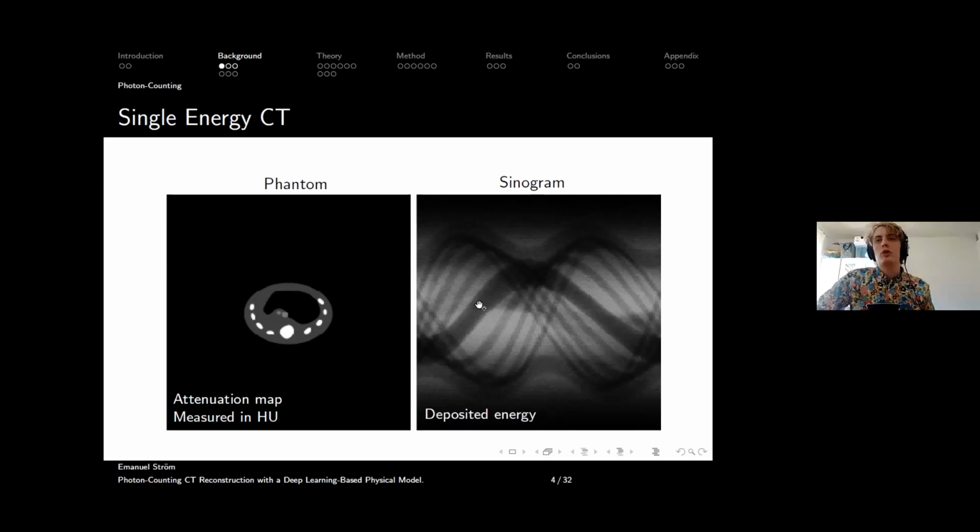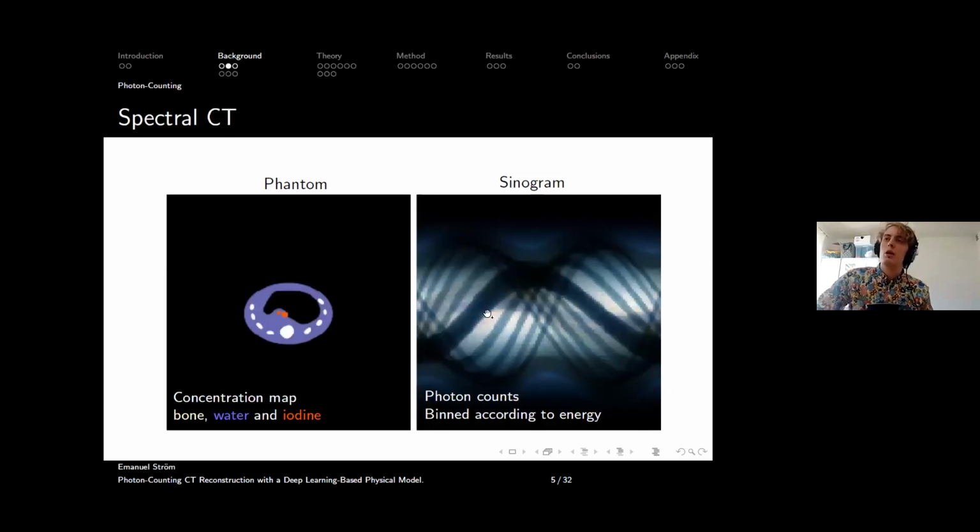What photon-counting CT does is that we transition from these deposited energies into specific photon counts that are then binned into different intervals based on which energy they have. So we transition from this black and white image to a colorized version, which also allows us to think of the input cross-section, the phantom, as a composition of different materials. So we have this type of basis material separation that the photon-counting approach allows us to do. In this case, we're looking at bone, water, and iodine concentrations.